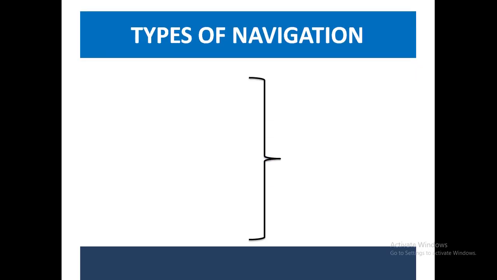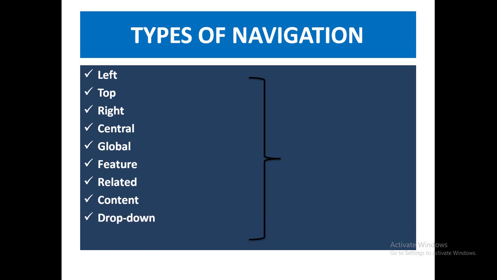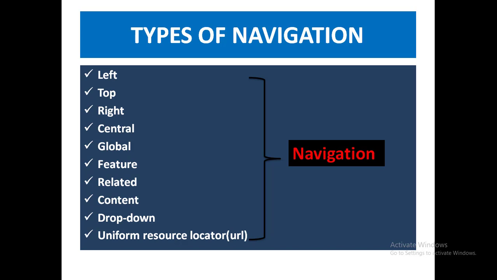Now, let's move on and look at types of navigation. The first one we are looking at is left navigation, followed by top navigation, right navigation, central navigation, global navigation, feature navigation, related, content, drop down, and uniform resource locator navigation. These are types of navigation. We are going to look at some of them as we go into the practical section. I'll be showing you some websites and the types of navigation they use.